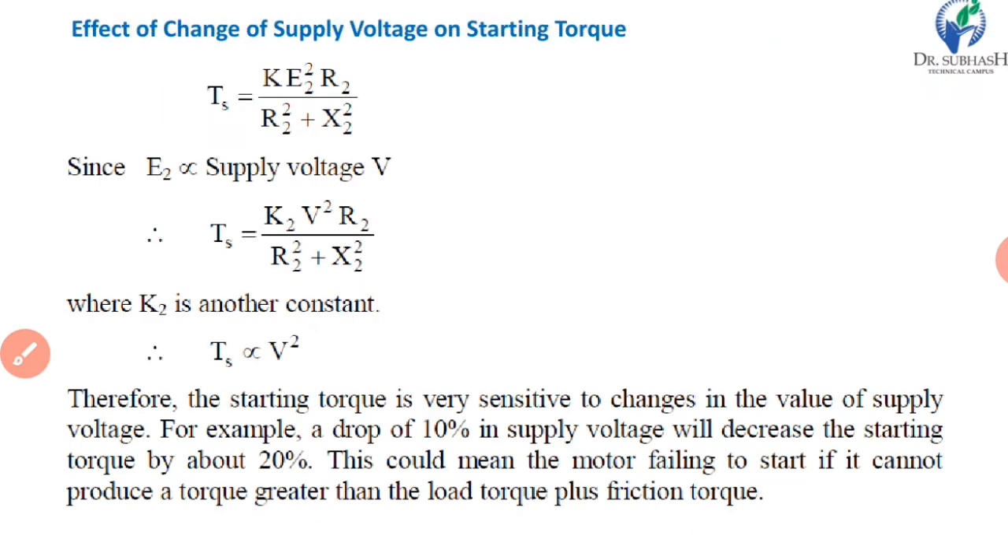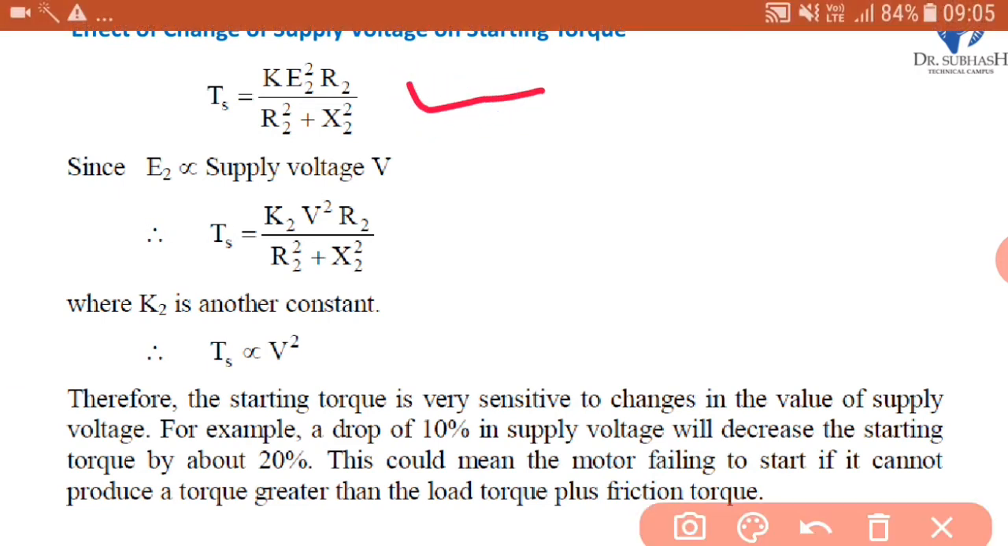Now the effect of change in supply voltage on starting torque. Here we have derived the formula Ts is equal to K into E2 square into R2 upon R2 square plus X2 square. Since E2 is directly proportional to supply voltage V, we can replace E2 square by V square, but the constant will change. So Ts is equal to K2 into V square into R2 upon R2 square plus X2 square. The constant becomes K2 in place of K because we have replaced E2 by V. So K2 is another constant.